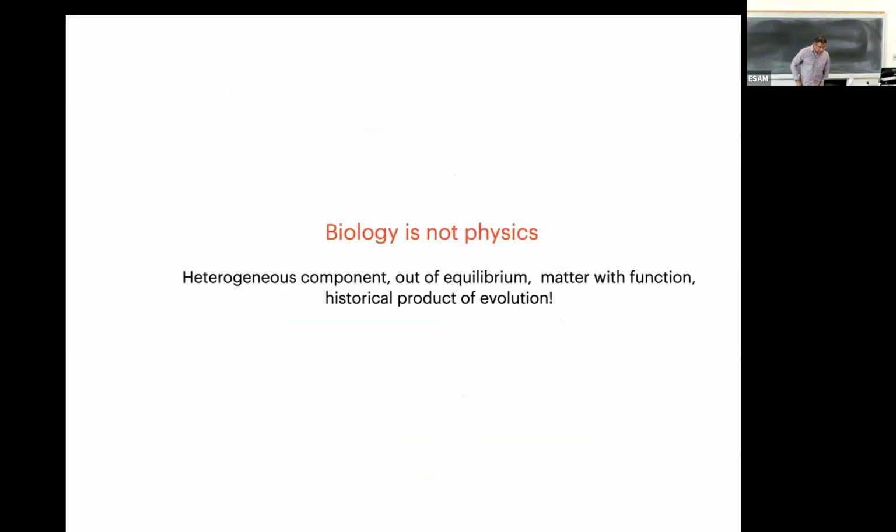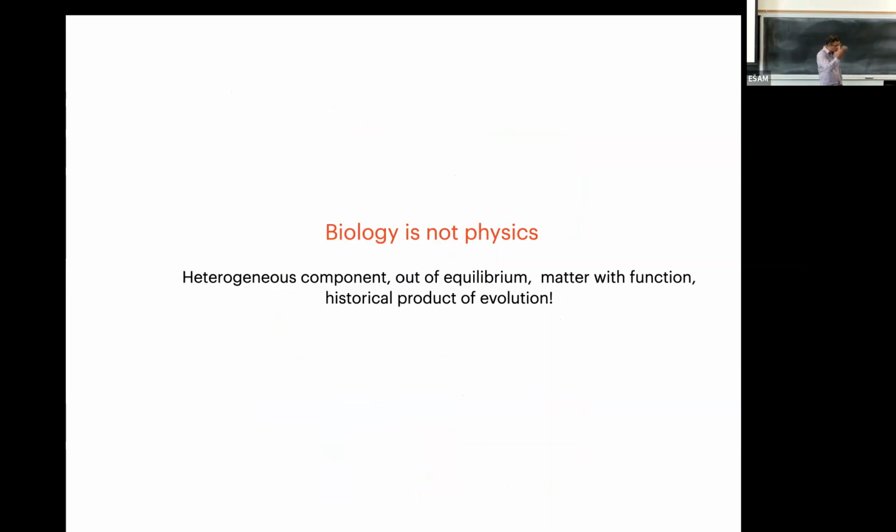Right? And the reason I think is that, as a physicist, I would say that biology is not physics, right? It's really composed of, importantly, heterogeneous components. So in physics, or in fluids or something, we're often thinking of many copies of the same kind of thing. Here you have many different copies of many different kinds of things. It works out of equilibrium. As John Hopfield always likes to emphasize, it's a matter with function. And it's a historical product of evolution.